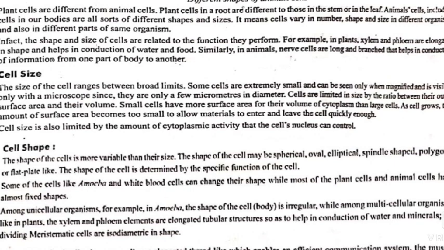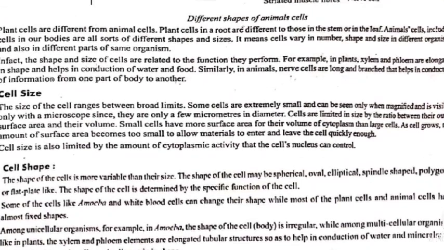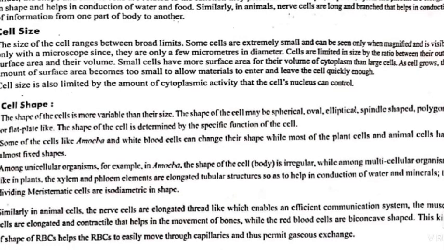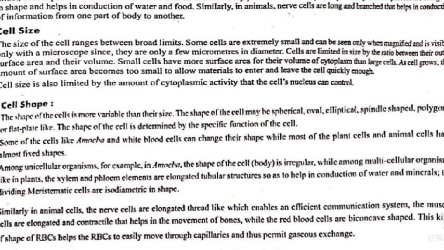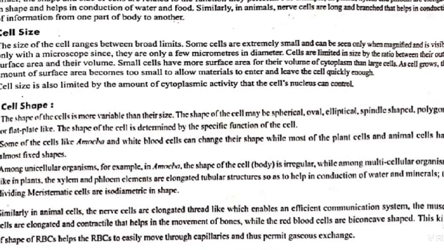Small cells have more surface area for their volume of cytoplasm than large cells. As a cell grows in size, the amount of surface area becomes too small to allow materials to enter and leave the cell quickly enough. The cell size is also limited by the amount of cytoplasmic activity that the cell nucleus cannot control.